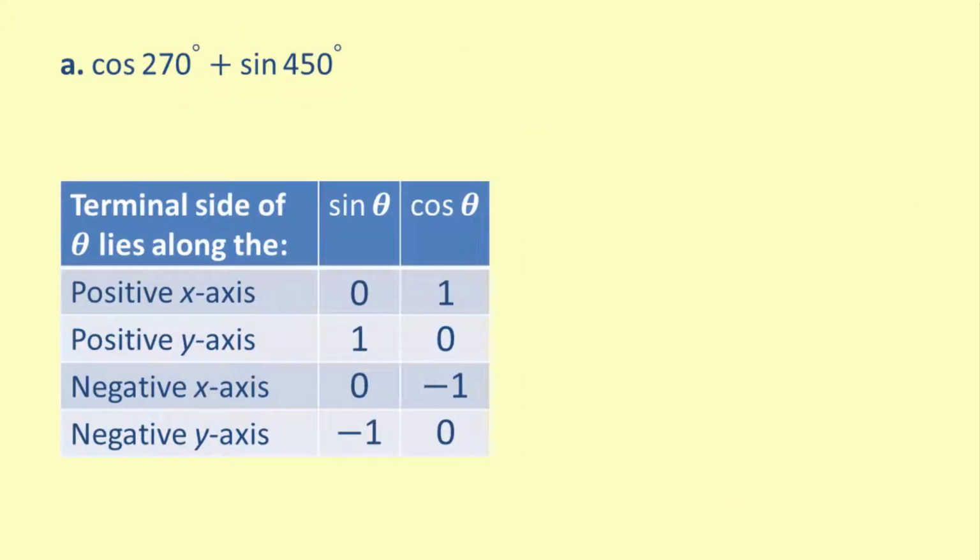450 minus 360 equals 90 degrees, which is a quarter of the circle, placing the terminal side on the positive y-axis. Now, for part A, use the table to find the values of cosine of 270 degrees and sine of 450 degrees. Earlier, we determined that the terminal side of a 270-degree angle is the negative y-axis. And here, we can see that the cosine of 270 degrees is equal to 0. We also determined that the terminal side of a 450-degree angle is the positive y-axis, and here we can see that the sine of 450 degrees is equal to 1.